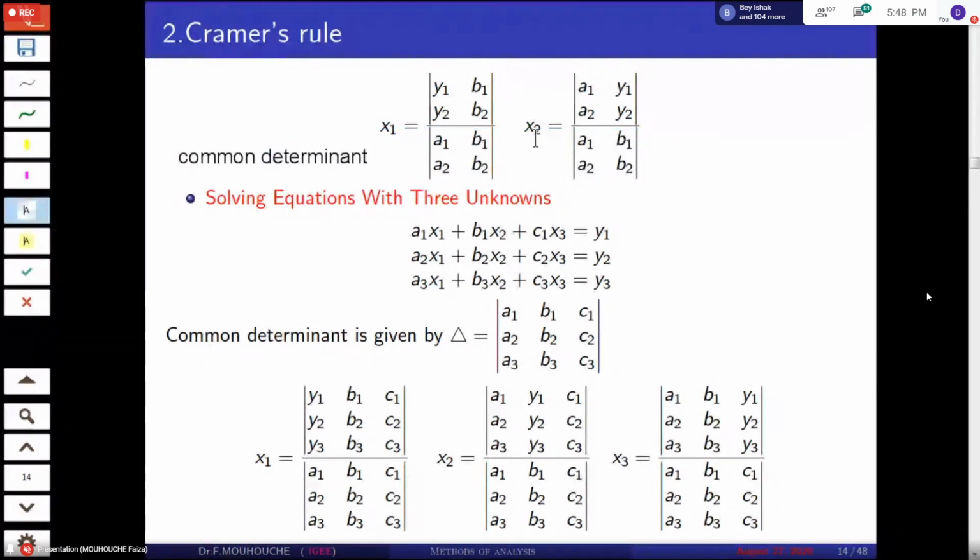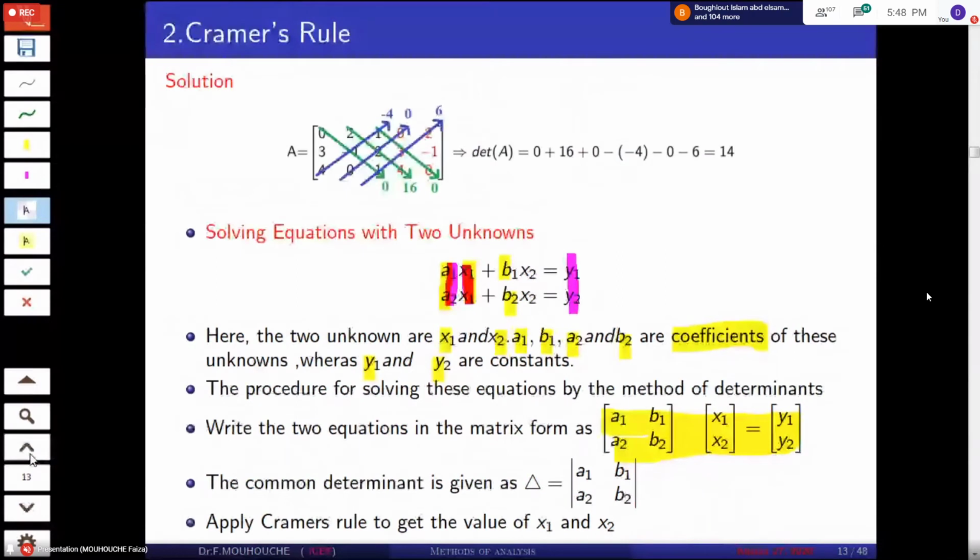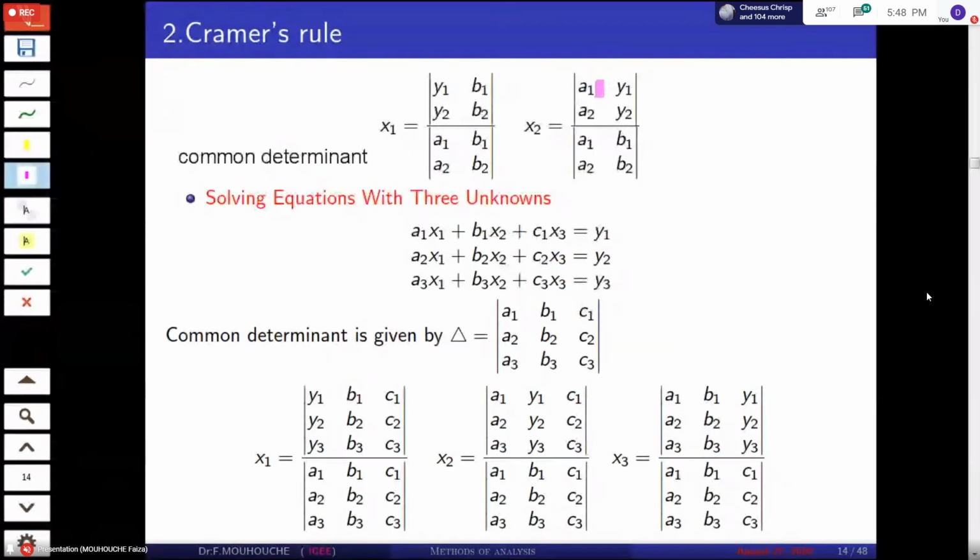And the same thing for the x2. Just here we delete B1 and B2, and we replace them by Y1 and Y2, as shown here, over the common determinant. So here we will get x1 and x2. This is for the second order equations.